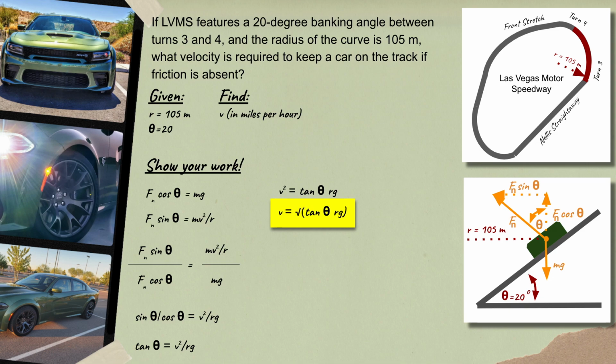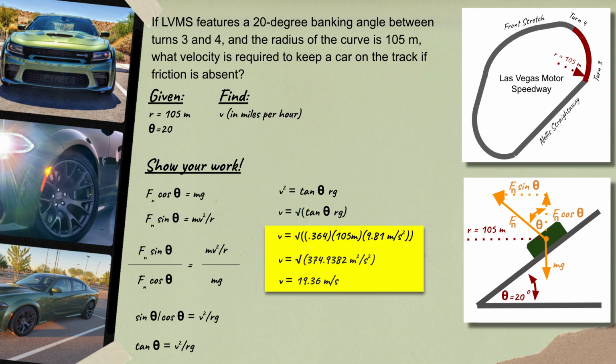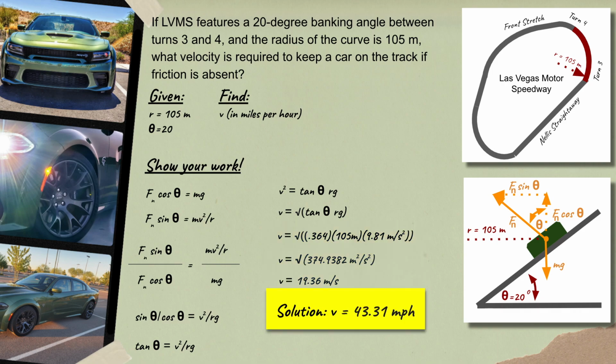From here, we can simply plug in our known variables. The tangent of 20 degrees is 0.364. The radius is 105 meters, and the acceleration due to gravity is 9.81 meters per second squared. That gives us 19.36 meters per second, which is 43.31 miles per hour. So let me know in the comments if your answer was similar.